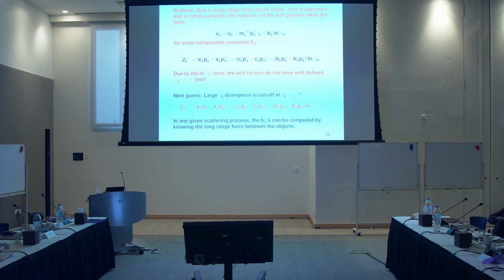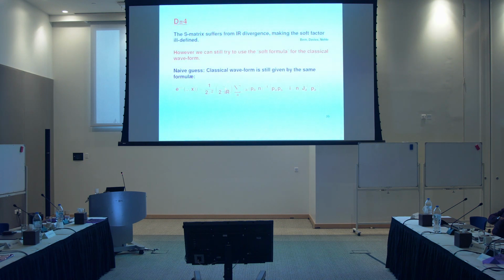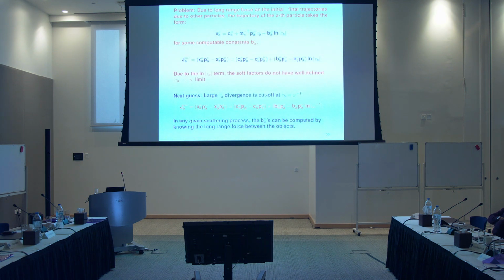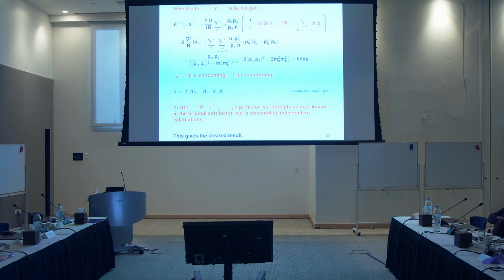So, these B mu nu of course can be calculated explicitly because this depends on the long range forces. The logarithmic correction depends on a long range force between the particles. So, you can compute the B's, and now you have a complete expression for J that you can substitute in this formula and try to get a soft formula for E tilde. And this is what you get.